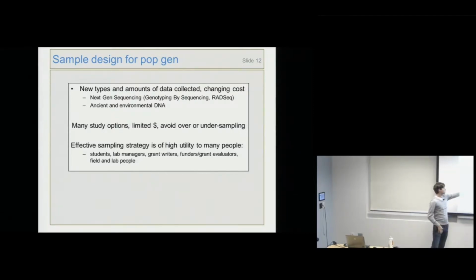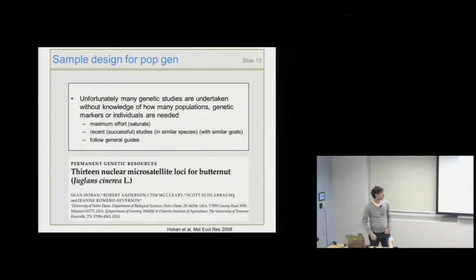And so having an effective and efficient sampling design is of importance to several kinds of people. Maybe foremost to those who are doing the study design and executing the study, but also to the people who are writing grants. So in a grant, you present your study design and you try to argue that this will actually work. And so having evidence that your sampling strategy could be effective is important. Maybe also important to the people who are doing the evaluations of those grant applications.